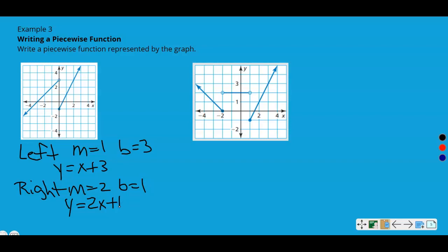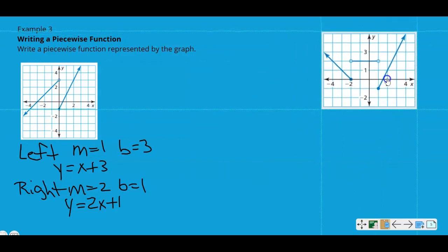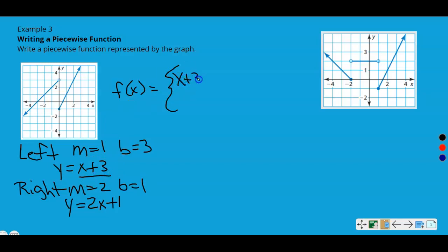Let me temporarily move this out of the way. So we're going to write our piecewise function. A piecewise function is going to be f of x. That's just using function notation. If you want to use y equals, that's fine as well. But f of x equals, and then they use this little bracket because it's more than one function. So this just shows that this is all one function. So f of x equals, and then we're going to put the first function here. And then right underneath it, we're going to put the second function.